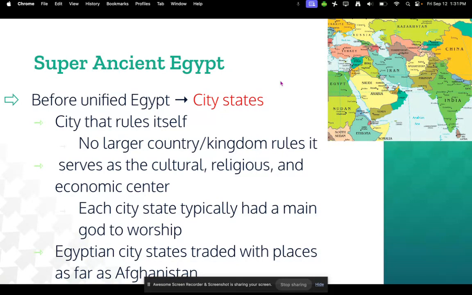So each city-state typically had a main god to worship. We'll talk about that too when we get to the Greeks as well. And Egyptian city-states traded with places as far away as Afghanistan. So, again, to put in perspective, here's Egypt. Afghanistan is all the way over there. That's a lot of trade.